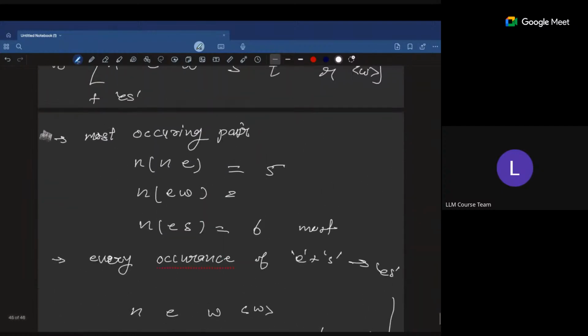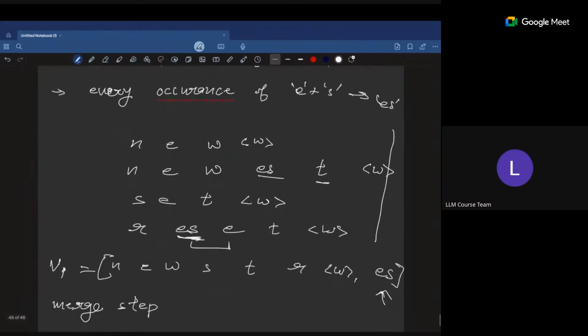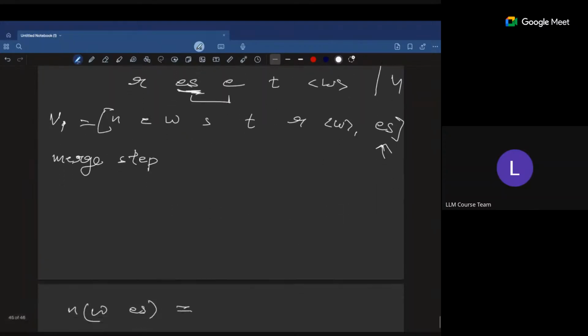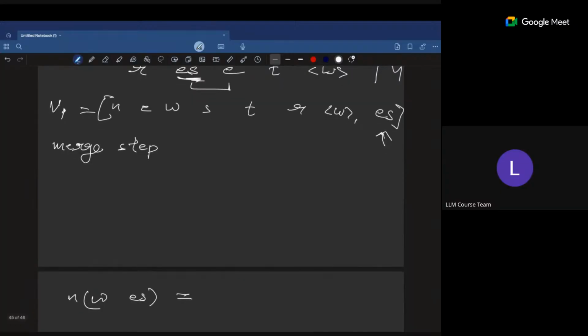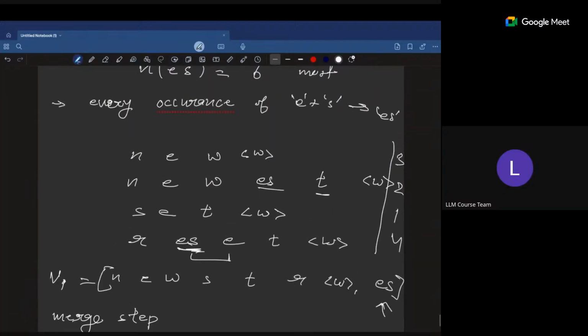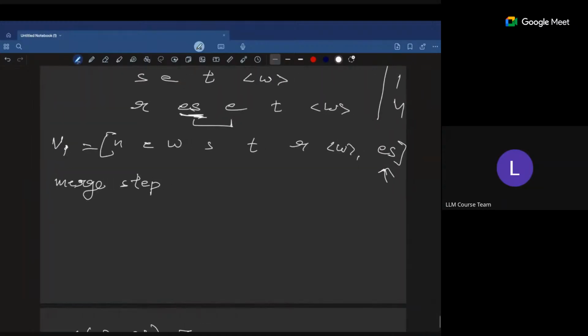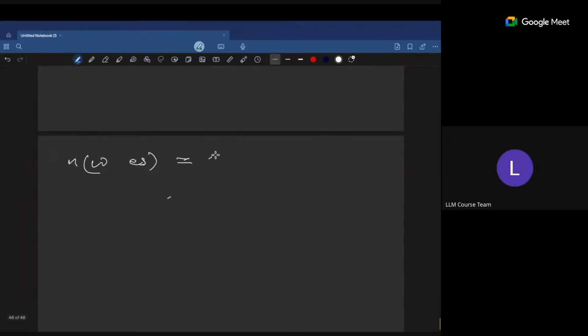WS occur. So here the counts were 3, 2, 1, 4. How many times are W and ES occurring together? So W and ES only 2 times, right? So the count of the pair W and ES is 2 times.